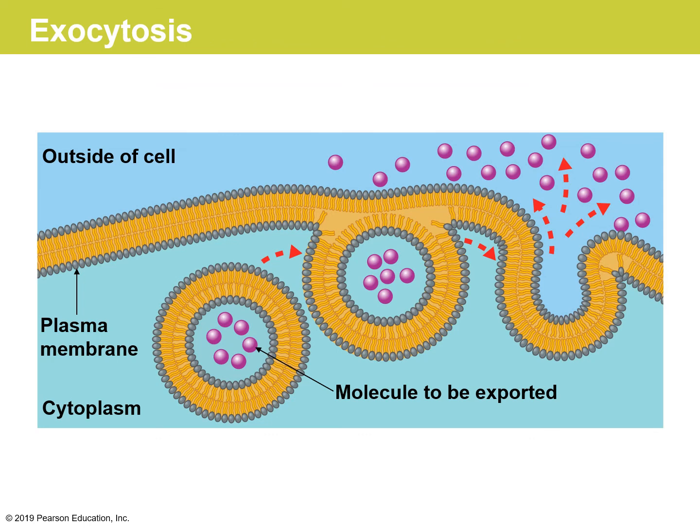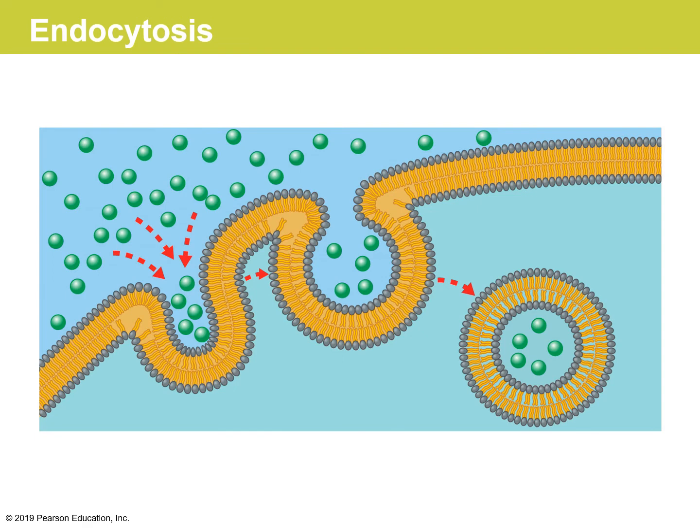This figure illustrates exocytosis, where a particular particle had to be ejected out or kicked out of the cell using vesicles. This figure shows endocytosis, that means cell drinking or cell eating.